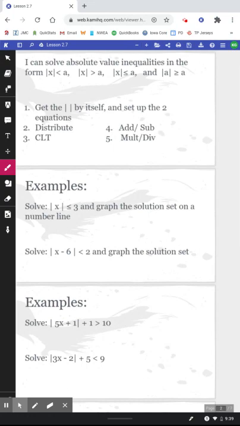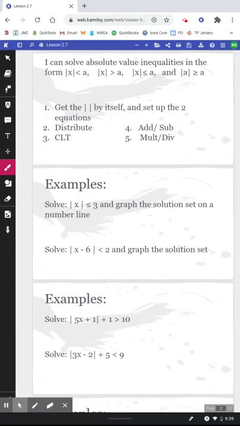So this first one says the absolute value of x is less than or equal to 3. Making sure that the absolute value is by itself, which it is, we set up our two equations as x is less than or equal to 3, or x is... Now in the past we've only had to worry about changing that positive 3 to a negative. Because we're working with inequalities, we will also need to flip the sign. So it's going to be x is greater than or equal to negative 3.